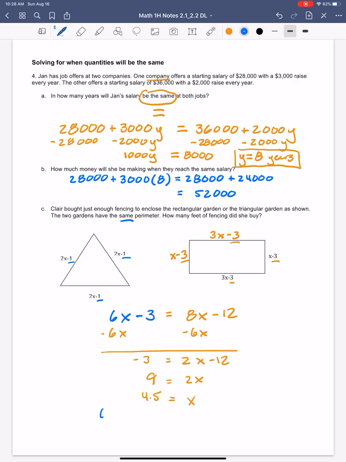So that would be 6 times 4.5 minus 3. And so then I can evaluate that. Let's see, 6 times 4.5 is going to be 27, minus 3. And then I can finish that off. That's just going to give me an even 24. And that's going to be feet.